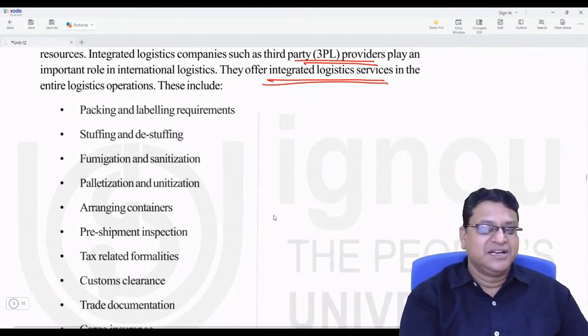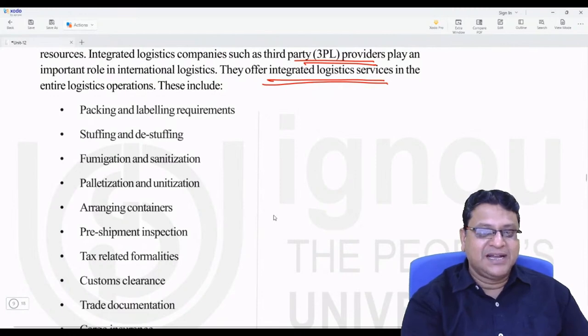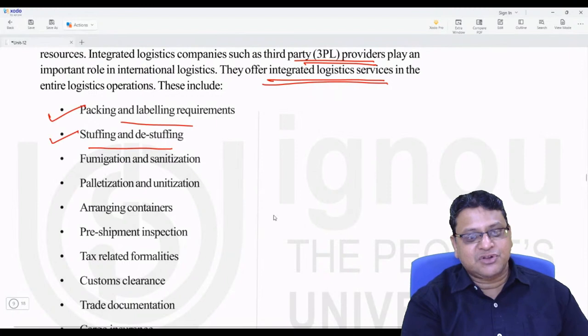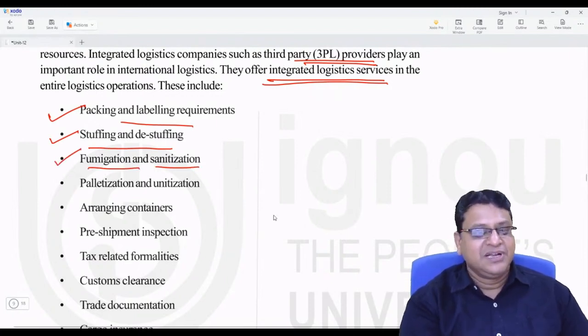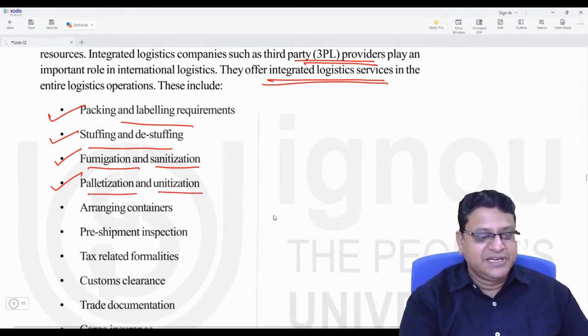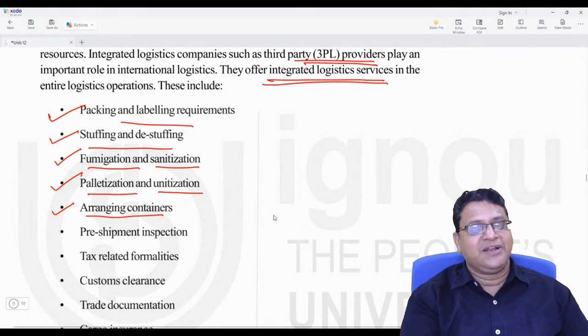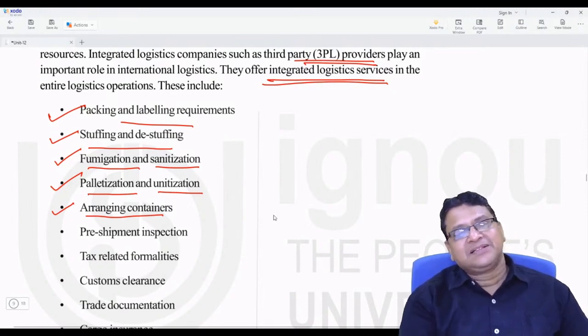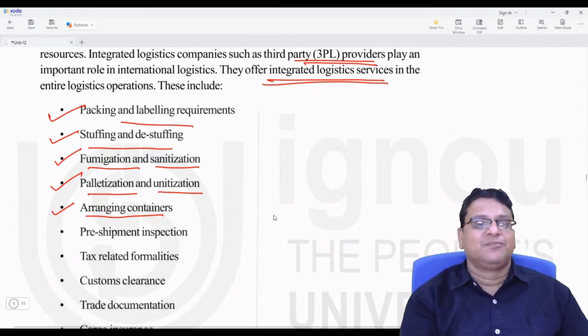All activities. It deals with packaging and labeling requirements. It deals with stuffing and destuffing. It deals with fumigation and sanitization. It deals with palletization and unitization. It deals with arranging containers. All activities are done by third-party logistics providers.